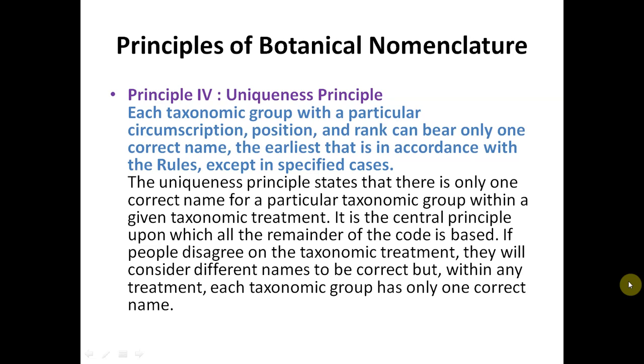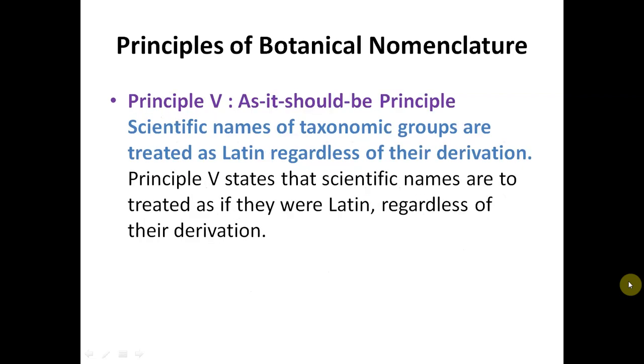If people disagree on the taxonomic treatment, they will consider different names to be correct. But within any treatment, each taxonomic group has only one correct name. So that is the uniqueness principle. Fifth principle: scientific names of taxonomic groups are treated as Latin regardless of their derivation.